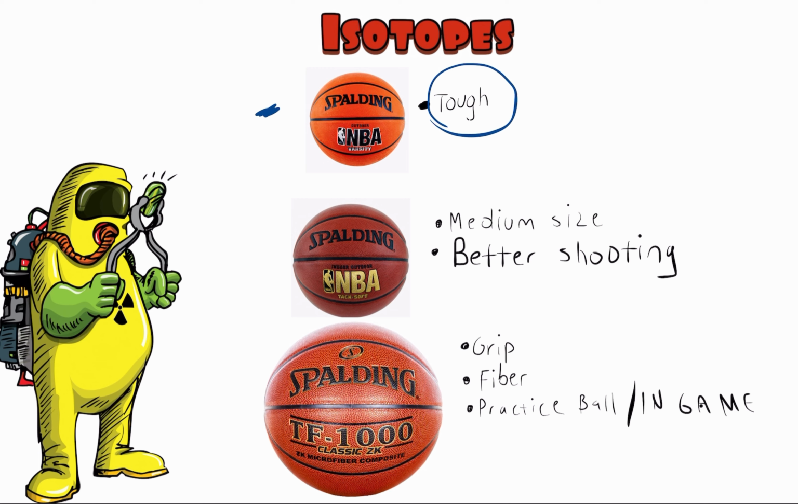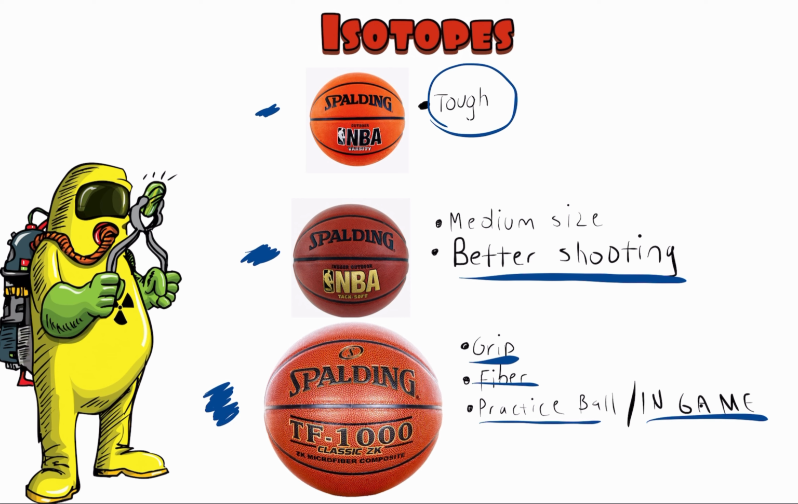Next, we have the NBA Tac Soft. It's better for shooting. It's the medium sized. And then we have the Spalding TF1000. It has grip. What else does it have? Microfiber composite. It's a great practice ball and a great in-game ball, and it's relatively bigger than the other two Spalding balls that are there.